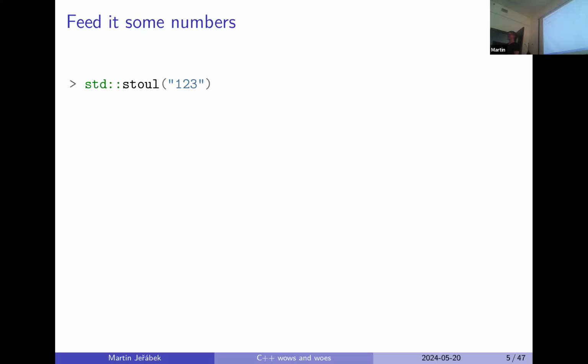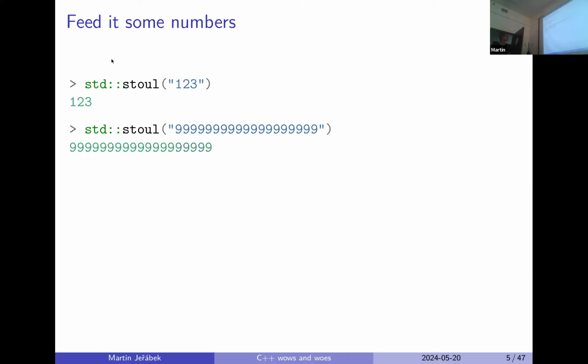What do you think it will return? 123. Okay, this one's easy. So what about this one? Is it too big? Yeah, maybe. Platform dependent, I think. Right. Okay. You probably see the trick I did there because we're on a 64-bit platform and it just returns the number. Yeah, I didn't trick you.